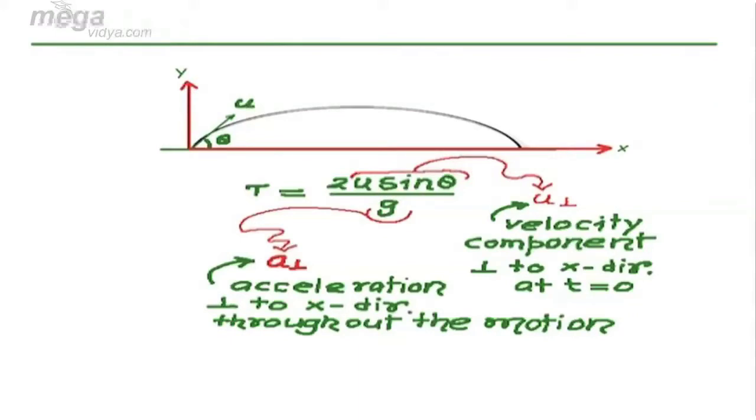of the projectile. So, by using these terms, I can write time of flight to be equal to twice u perpendicular upon a perpendicular, which is the desired result which I want to share with you.